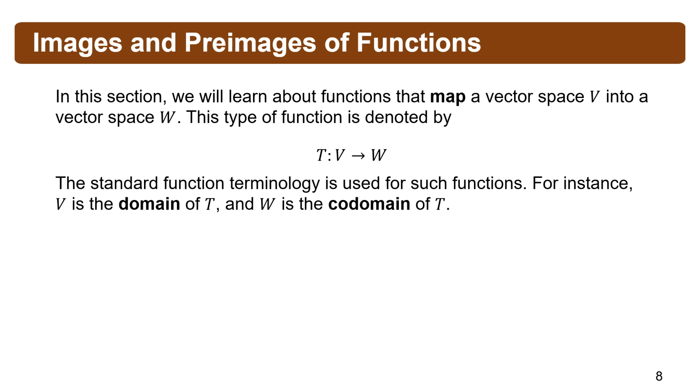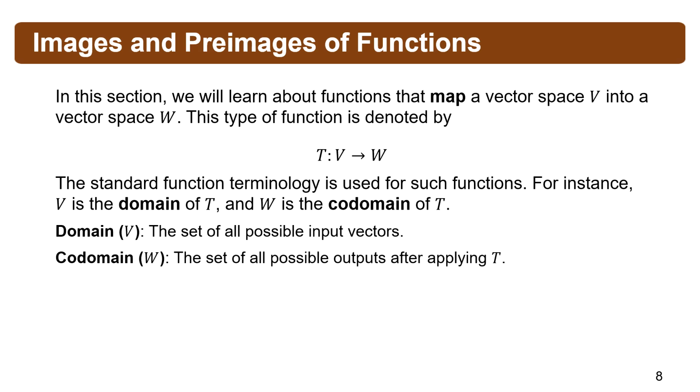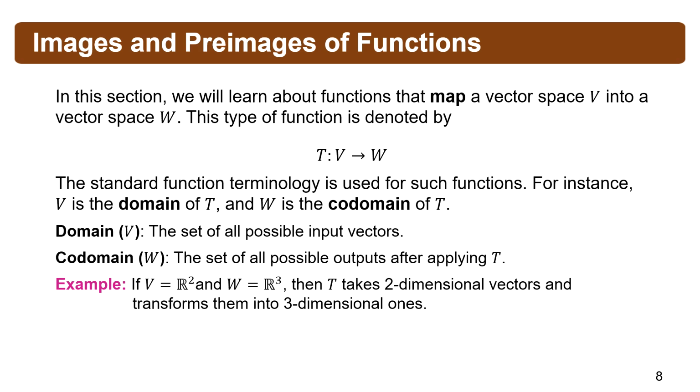The standard function terminology is used for such functions, and for instance, V is the domain of T and W is the codomain of T. The domain V is the set of all possible input vectors, and the codomain W is the set of all possible outputs after applying T.